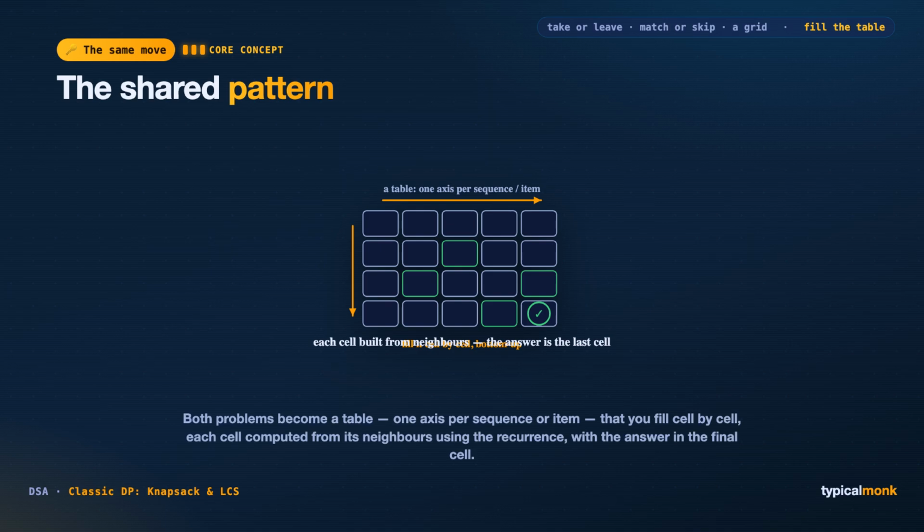So the takeaway: both problems become a two-dimensional table, a cell per subproblem, one axis for each item set or sequence, that you fill cell by cell from the base cases using the recurrence. With each cell built from already computed neighbors, and the final answer read from the last cell. Knapsack and LCS differ only in a cell's meaning and recurrence, sharing one identical grid filling method.